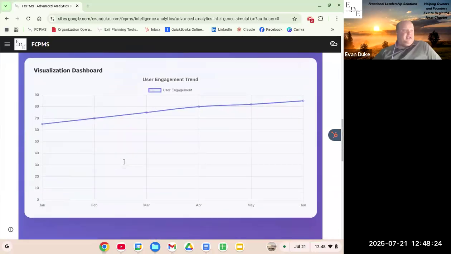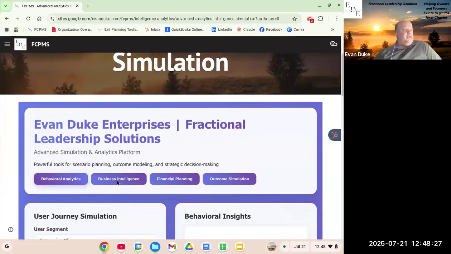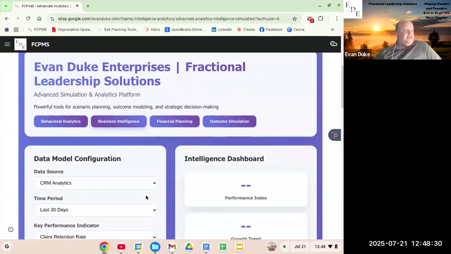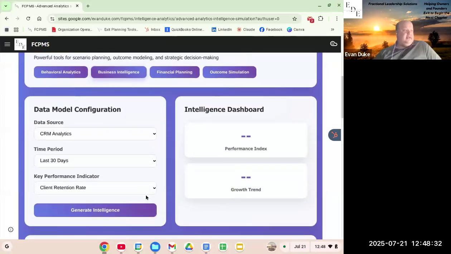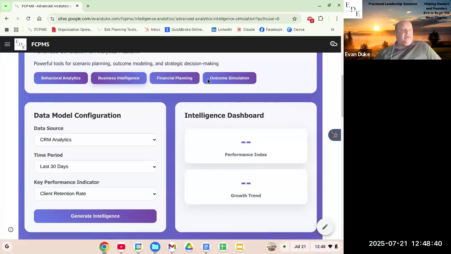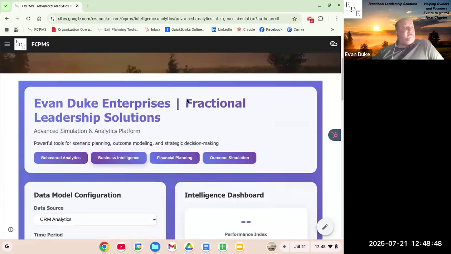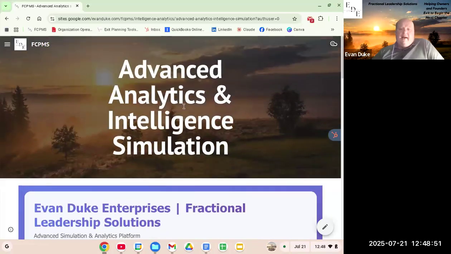Obviously the visualization dashboard, and other areas, business intelligence, this will help us out as far as getting an idea about how we're using this data. And obviously the outcome simulation will show us, okay, once we start putting all of this information together, what we can expect. So this is a tool that will be helpful for us when it comes to determining, like, okay, where do things stand, but more importantly, what do we need to do in order to improve things?